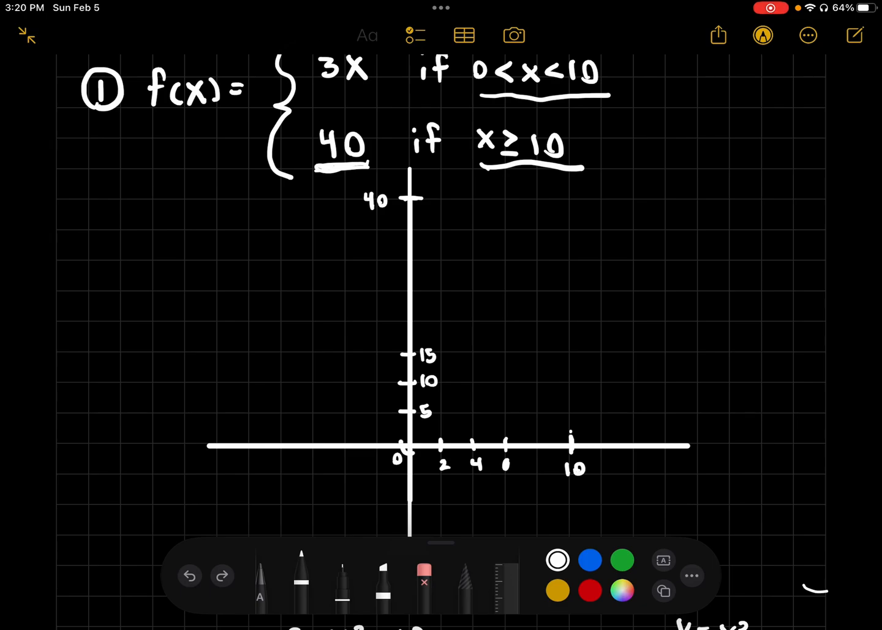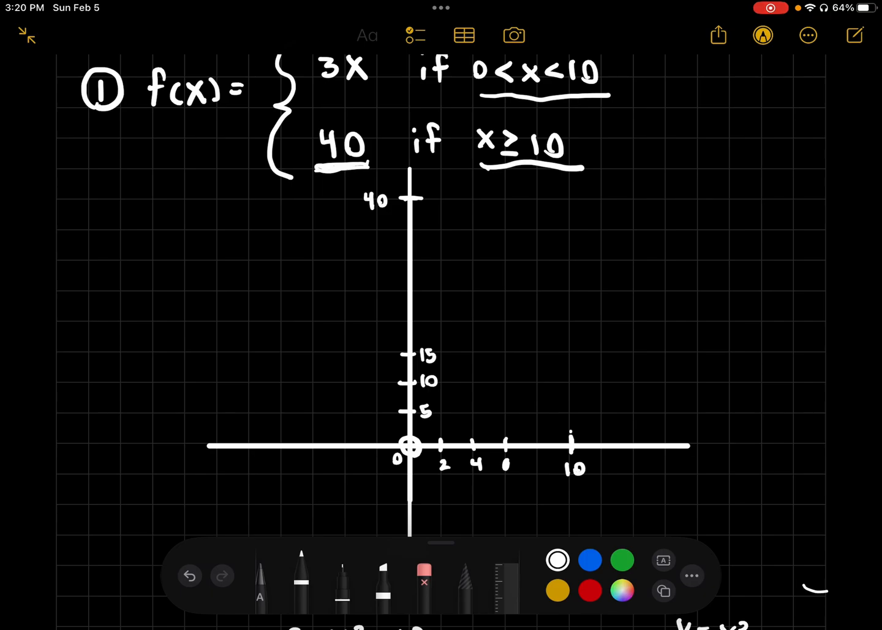And since it's not equal to 0, I'm going to draw an open dot. And then, yes, I would go up 3 over 1, up 3, rise over run, correct? Well, up 3 over 1, up 3 over 1. Now, this would be a lot easier if I only had exact tick marks here, which I don't.